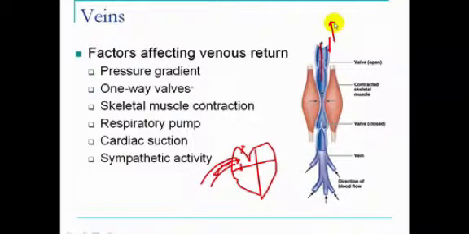So the idea is if you want to increase venous return back to the heart, exercise would speed that up because your skeletal muscles are being active. Another problem is people that are in bed rest, okay, and are not moving around.